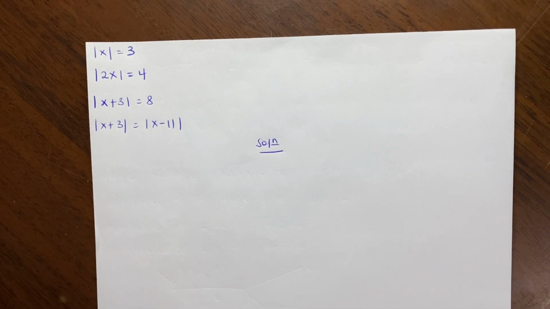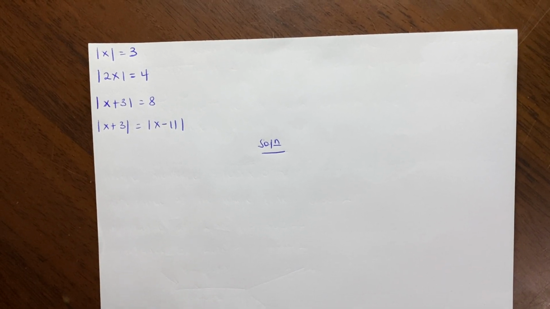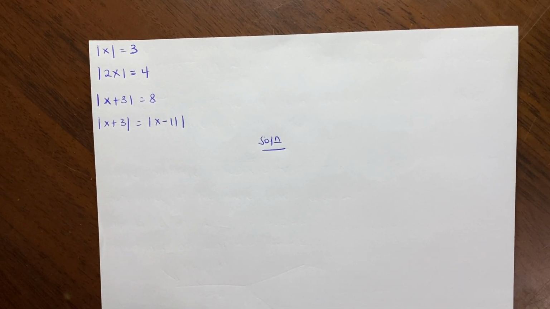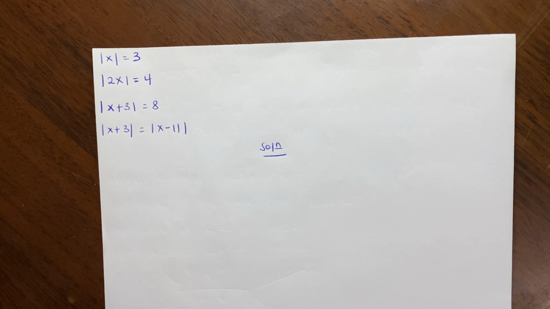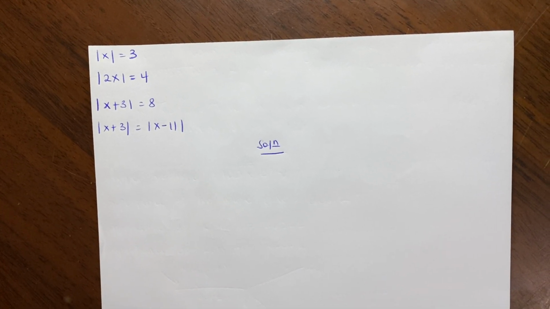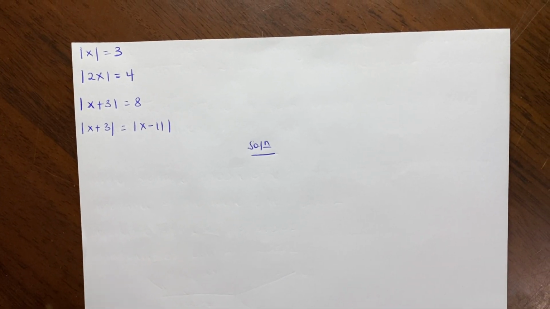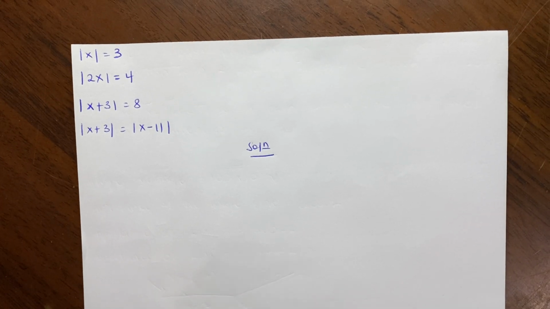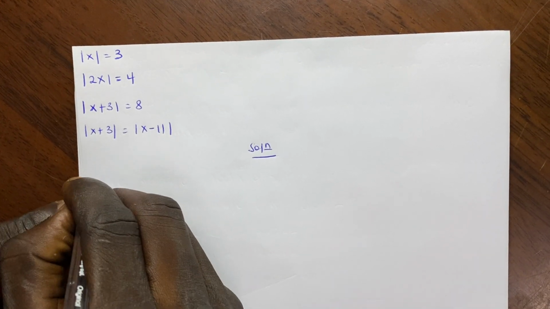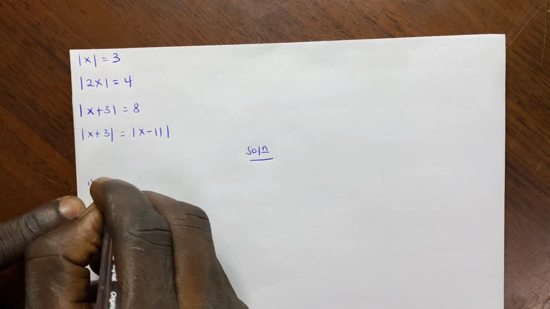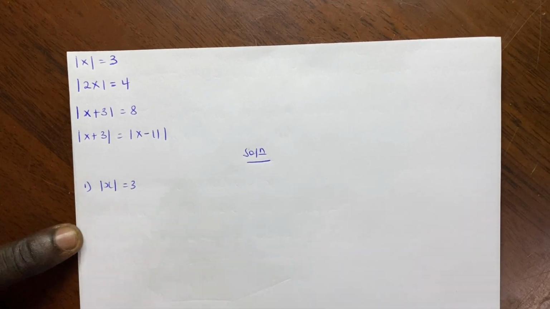But in instances where you are given variables, you don't know whether the variable is negative or positive. So that's what we are going to look at. We are going to look at one-sided absolute and a double-sided absolute in this scenario. So let's take the first example. 1, absolute of x is equal to 3.